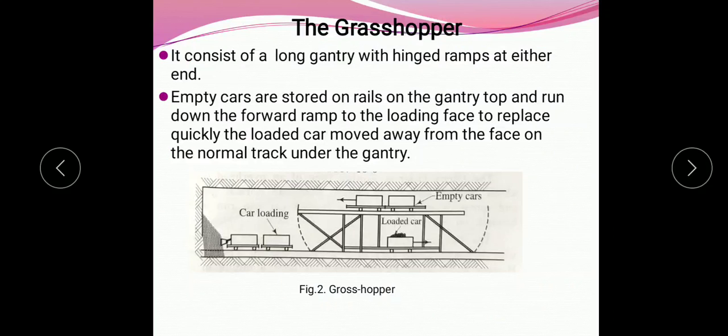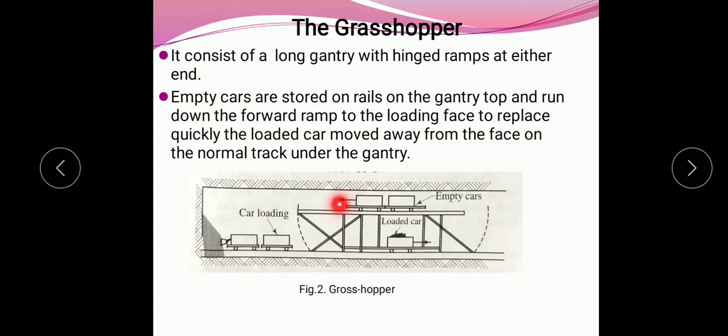The next type is the grasshopper method. The grasshopper method consists of a long gantry with hinged ramps, and these hinged ramps are provided on both sides. Here figure 2 shows the grasshopper method in which we can see the hinged ramps. This is a hinge ramp. Here a hinge is provided. So empty cars are stored on the gantry top, and these empty cars run down the forward ramp in this direction.